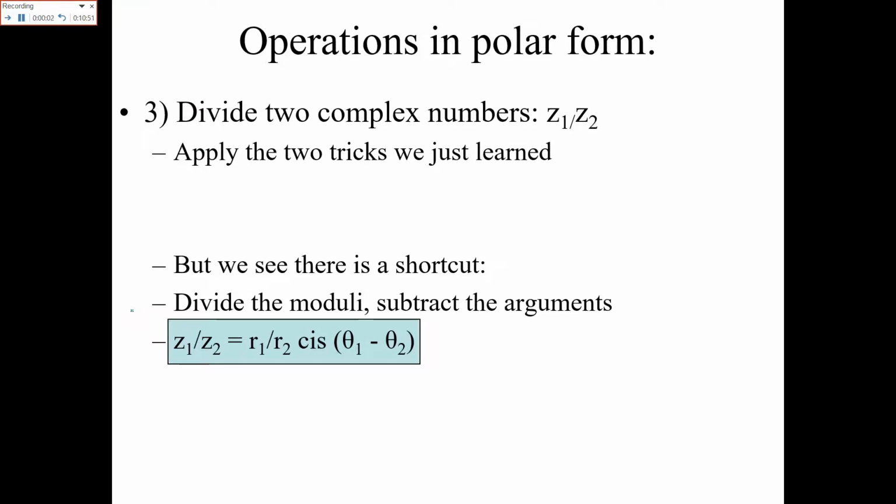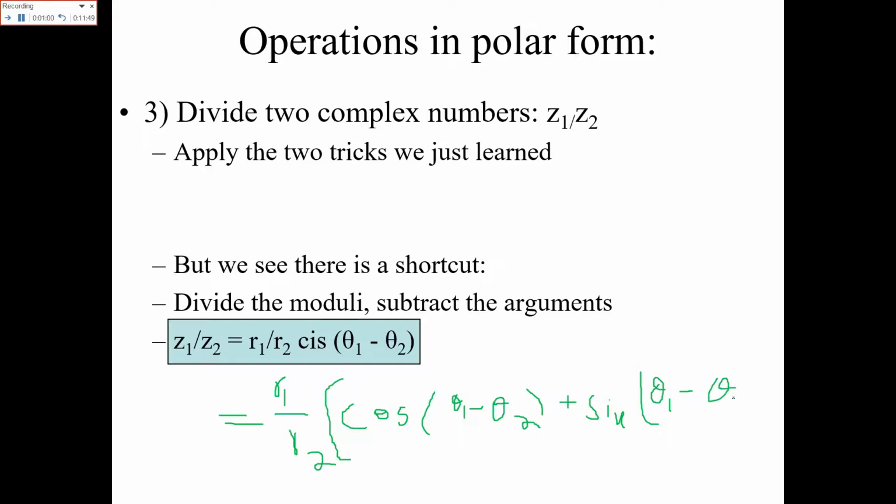Now if we have two complex numbers and you have to divide them in the polar form, then the formula will be z1 over z2 is equal to r1 over r2 cis theta 1 minus theta 2, or you can write it as r1 divided by r2 times the bracket of cos of the angle for z1, that is theta 1, minus the angle for z2, that is theta 2, plus i sin of theta 1 minus theta 2.